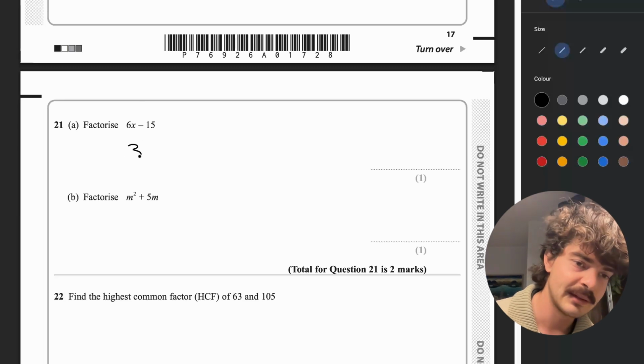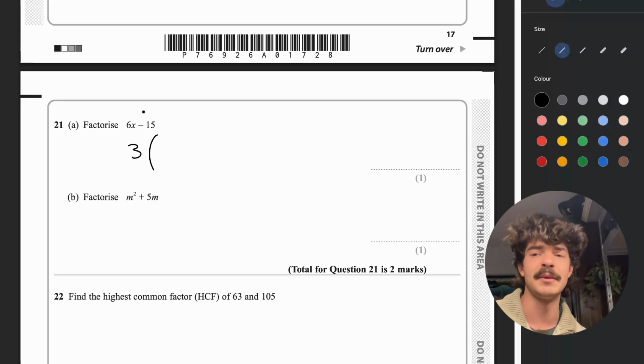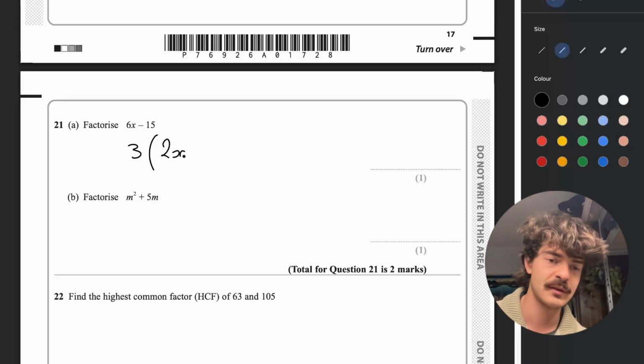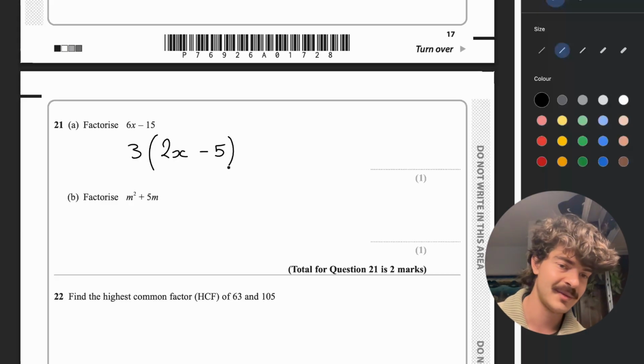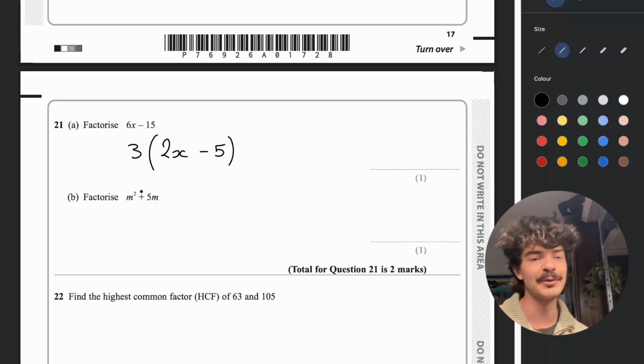So we're going to take the number 3 outside, and we're going to go, 3 times what gives me 6x? 2x. 3 times what gives me minus 15? Minus 5. Done. Same idea for this one, but this time we're going to be factorizing algebra.